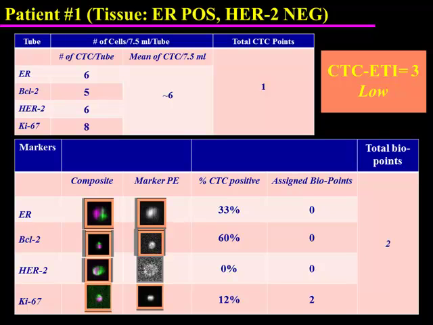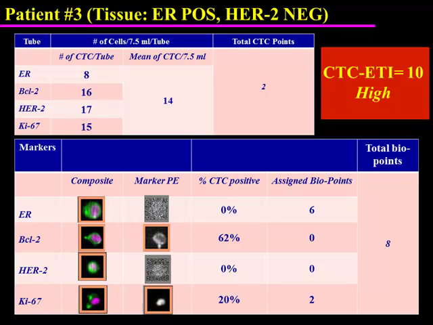This particular patient, for example, was very positive for ER and BCL2, very negative for HER2, and modestly positive for Ki67. And we've worked out what we call a CTC endocrine therapy index, and I won't bore you with how we do that. But low is good, high is bad, just like tissue grading. And so this patient had a low CTC-ETI. We would have predicted that she would respond or benefit from endocrine therapy.